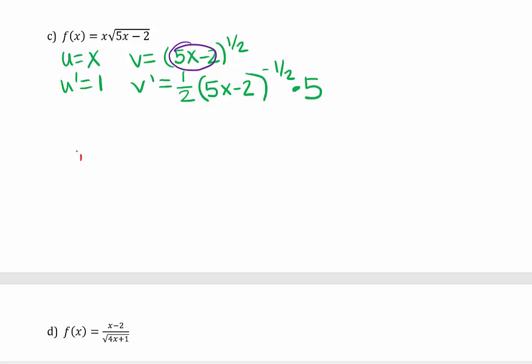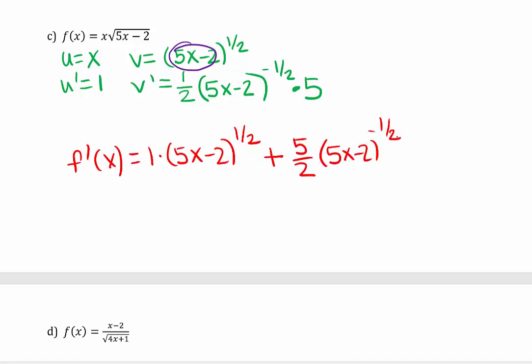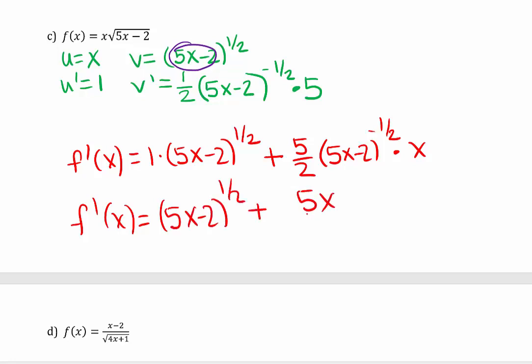So then using my product rule, I'm going to take u prime times v plus v prime times u. And so we could write this answer as (5x minus 2) to the 1/2 plus 5x over 2 (5x minus 2) to the 1/2 power. And of course you can always change those 1/2 powers back to square roots if you prefer.